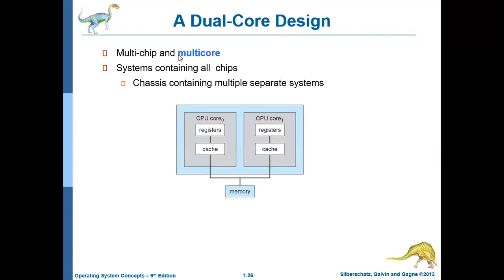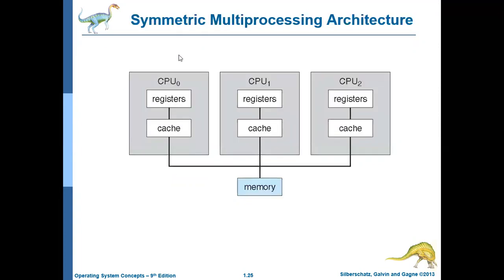The next thing we will be discussing is that multiprocessing can be of two types. One is called multi-chip. The other one is called multi-core. So what does it mean? Multi-chip, in the sense of the previous example whatever we have discussed, is an example of multi-chip. Let me call it MC, multi-chip.